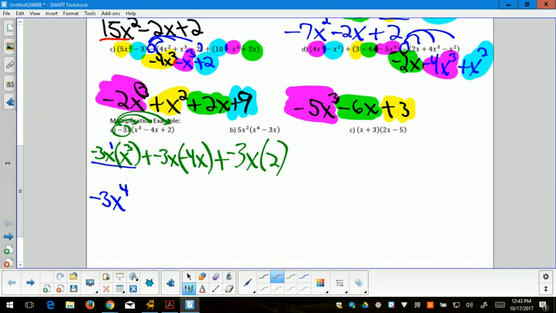On this second term right here, I have a negative 3 times a negative 4, which is going to give me a positive 12. And I have an x to the 1st times x to the 1st, which is going to be x squared.